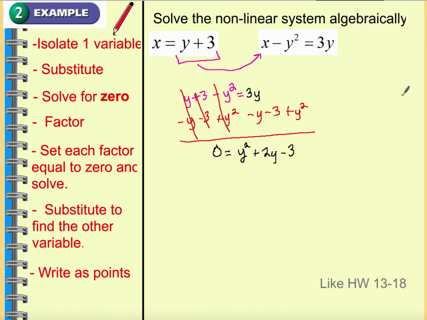Now our result here is a quadratic, and quadratics can be solved a number of ways. We've worked on them already, but this one's pretty easy to factor to solve. So my master product is negative 3, my sum is 2. The two numbers that multiply together to get negative 3 that add up to get 2 are positive 3 and negative 1. So I'm going to just go ahead and factor this.